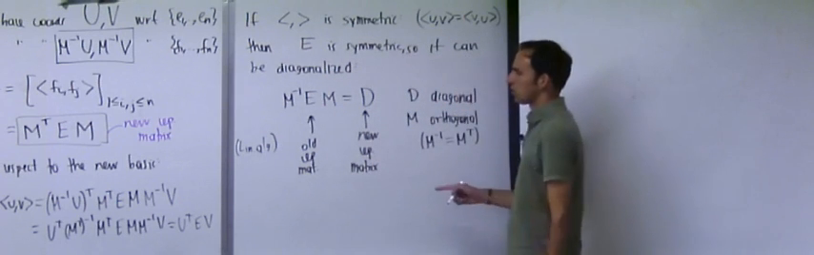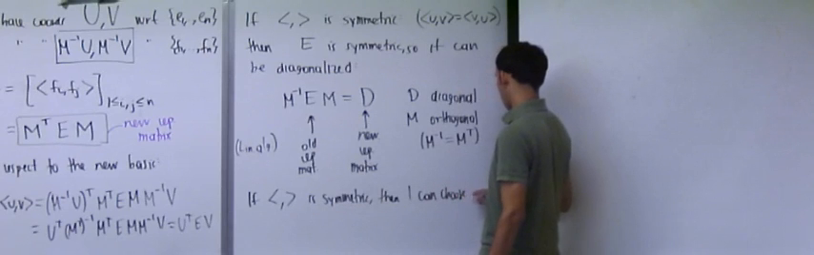Okay, so that means that if my bilinear form is symmetric, then I can choose a basis so that the representing matrix is diagonal. Which is great.